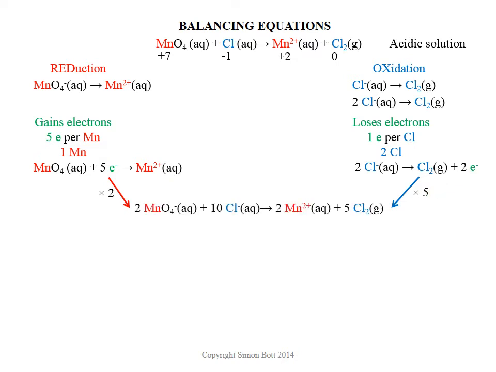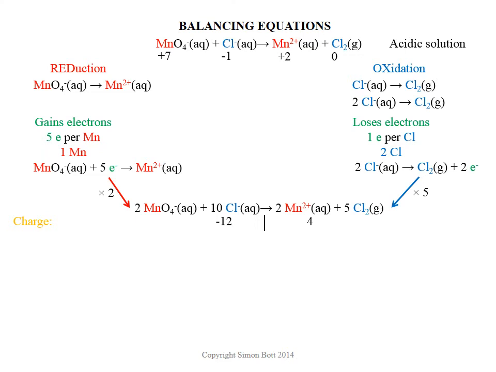Twice the reduction, 2 manganese, 2 pluses, 5 of the oxidations, 5 Cl2, and of course 10 Cl minus. Now we'll go through a little process that we applied a couple of times in the previous show. We need to balance the charge. Well, on the left hand side we have 12 minus, on the right hand side we have 4 plus. Make sure you see that. Now count to 3.